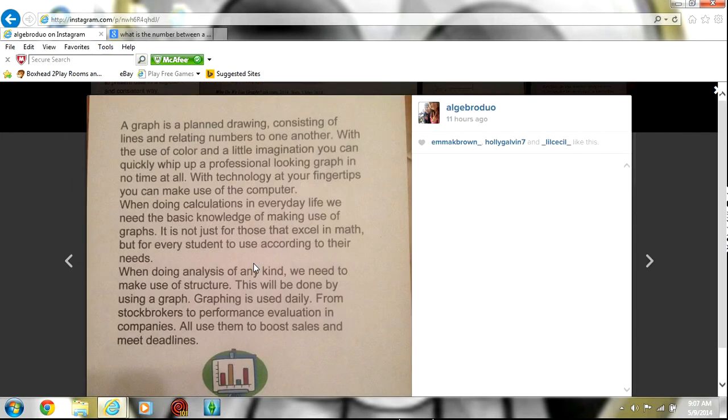So yeah, this one is telling you more about graphs. A graph is a planned drawing consisting of lines and relating numbers to one another. With the use of color and a little imagination, you can quickly whip up a professional-looking graph in no time at all. With technology at your fingertips, you can make use of the computer. When doing calculations in everyday life, we need the basic knowledge of making use of graphs. It is not just for those that excel in math, but for every student to use according to their needs. When doing analysis of any kind, we need to make use of the structure. This will be done by using a graph. Graphing is used daily, from stockbrokers to performance evaluation in companies. All use them to boost sales and meet deadlines.